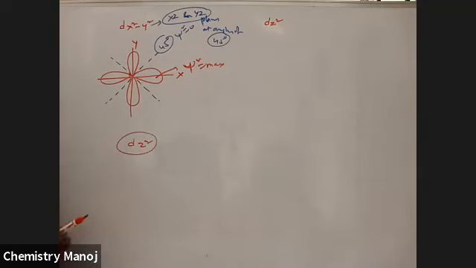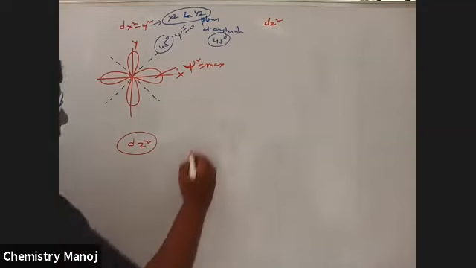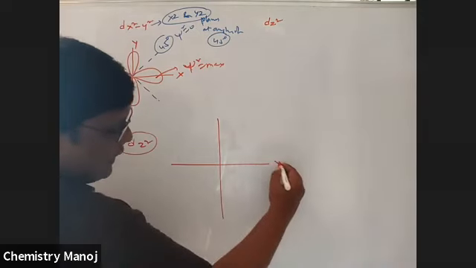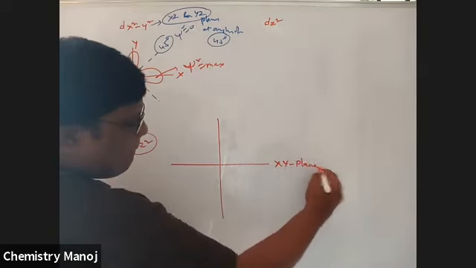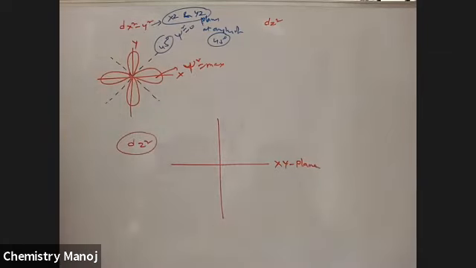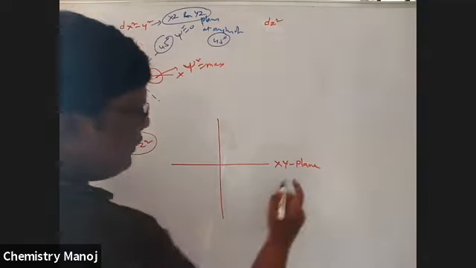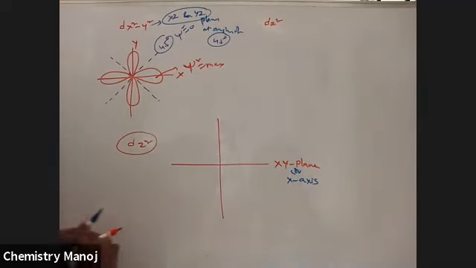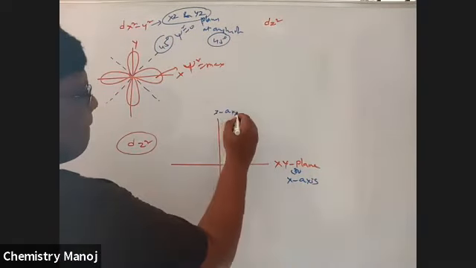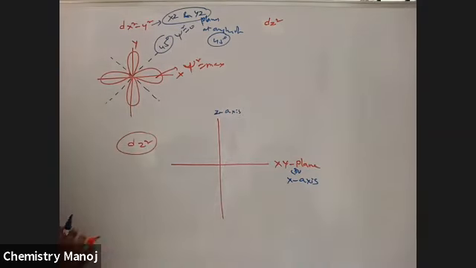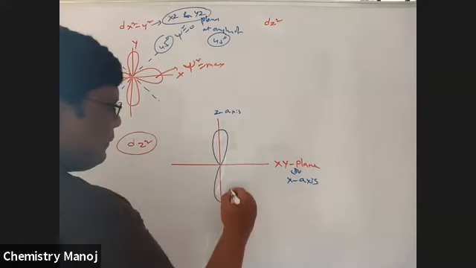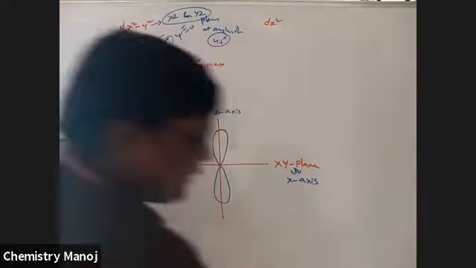See here, the dz square orbital is like this. This is the XY plane, or sometimes the x-axis only. This is the z-axis. Now there is a lobe on the z-axis.